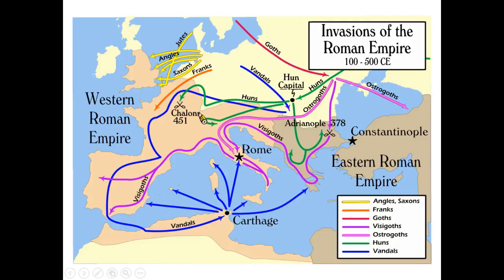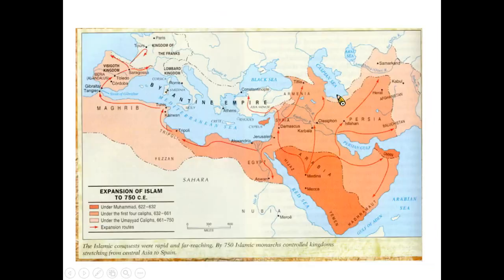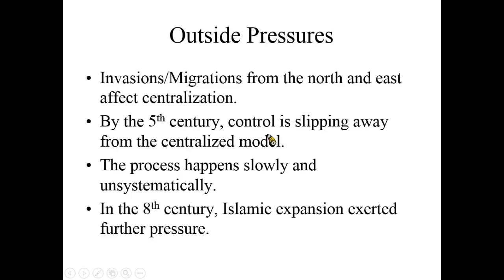We can see in this slide invasions from different places, from 100 to 500, but also later in the 8th century, invasions from Islamic expansion from the east and from the south. These outside pressures, I should add, were often slow and unsystematic. They did not happen all at one time, but collectively over time, they had a very serious impact on the Roman state.